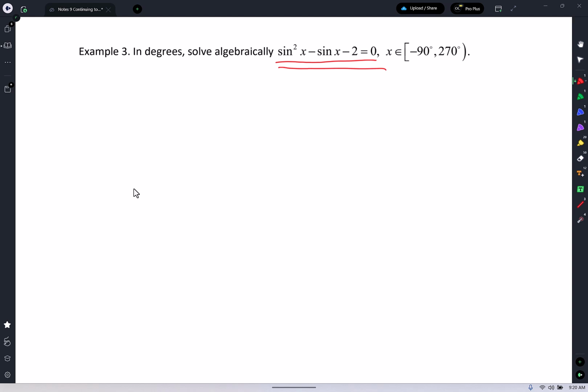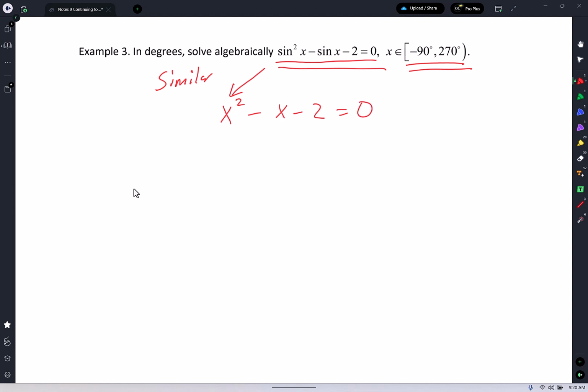So it says in degrees, solve algebraically sine squared x minus sine x minus 2 equals 0 between negative 90 and 270. Okay. When you were in algebra, you had a question very similar. I'm going to write the word similar. And your question was this: x squared minus x minus 2 equals 0.